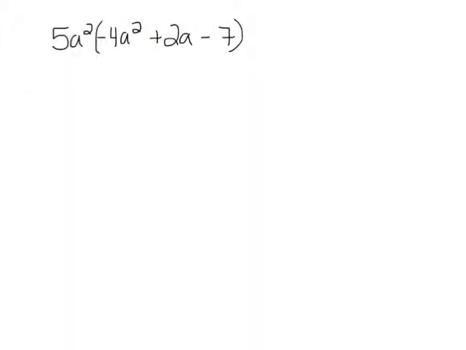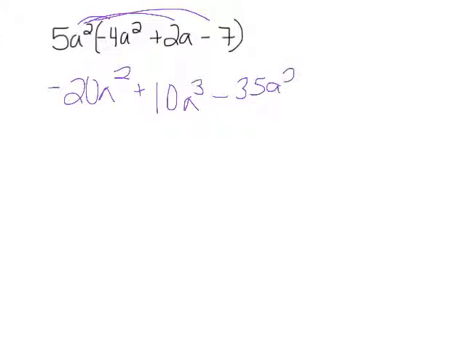So let's take a look at another example. I have 5a squared times negative 4a squared plus 2a minus 7. So I'm going to distribute to each one of my terms. 5a squared times negative 4a squared becomes negative 20a squared. 5a squared times 2a becomes a positive 10a cubed. And then I have a minus 35a squared.